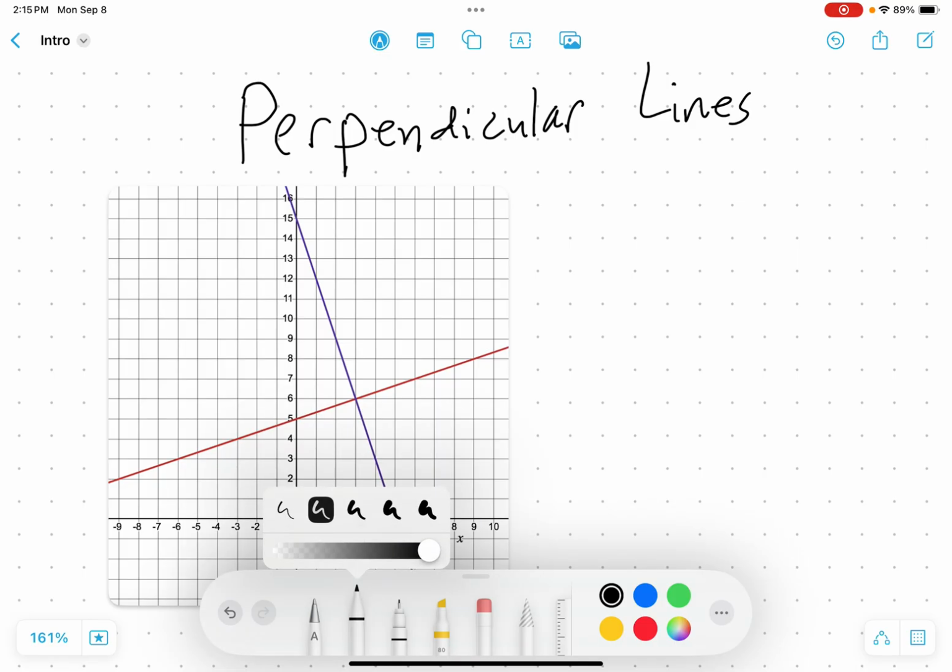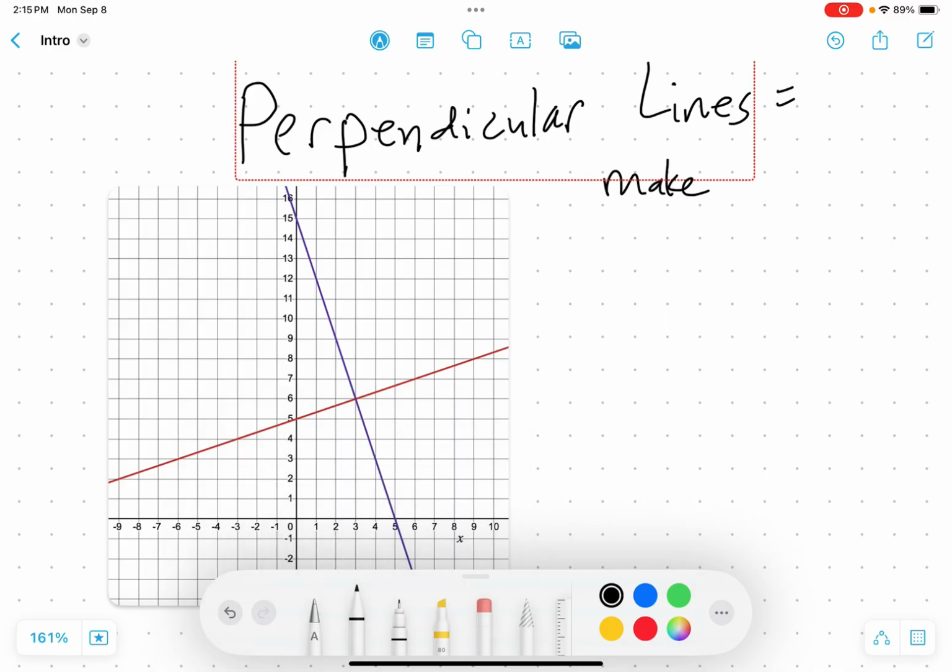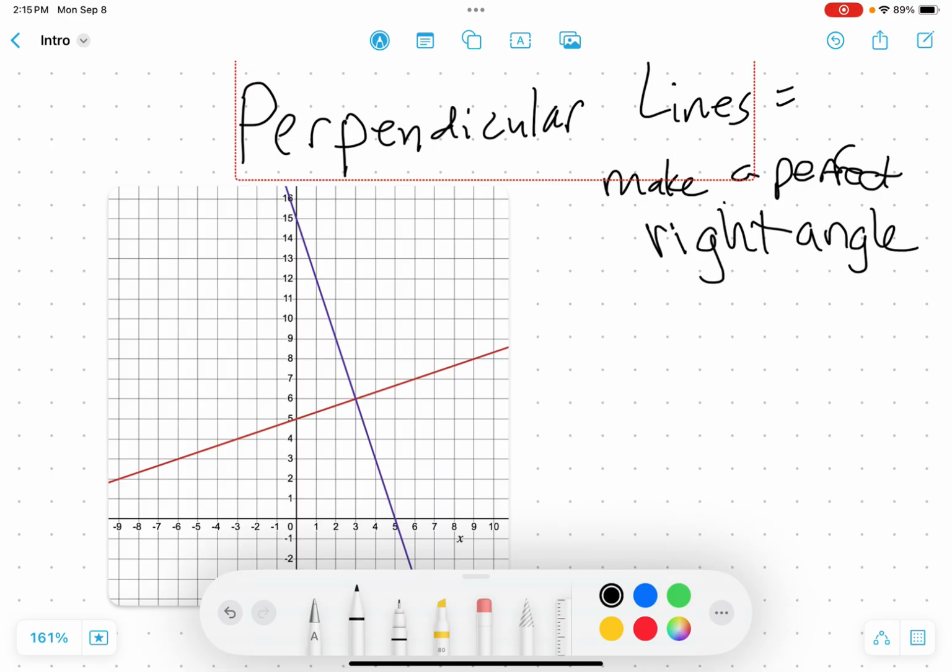So what's the thing to know about perpendicular lines is they make a perfect right angle, which is basically like a perfect corner, right? That's what we show with that little symbol right there. So we can see that this graph I have here is giving you an example of some perpendicular lines, and we want to learn about their slopes.